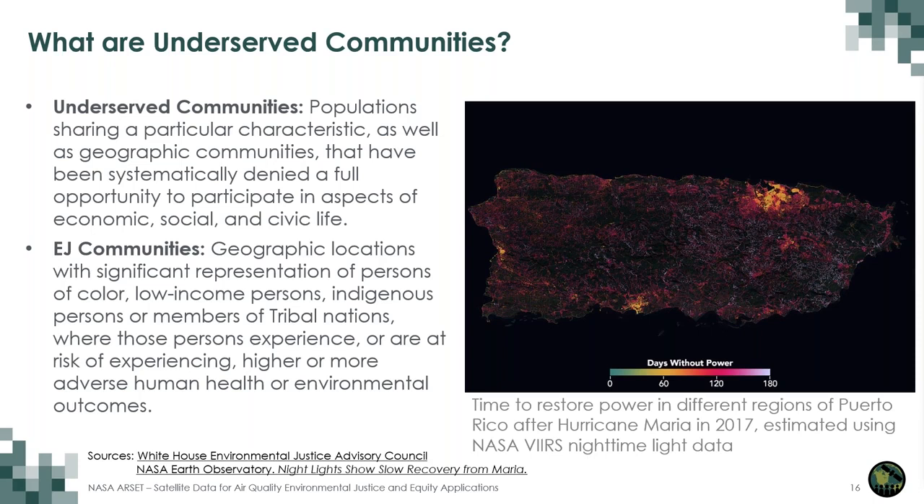A related concept, environmental justice, or EJ, communities, refers to geographic locations with a significant representation of persons of color, low-income persons, indigenous persons or members of tribal nations, and other groups who experience or are at risk of experiencing more adverse human health and environmental outcomes. So while an underserved community is a bit more of a general definition, EJ communities are specifically geographic areas where these underserved communities might be found and are particularly at risk for negative environmental and health outcomes.